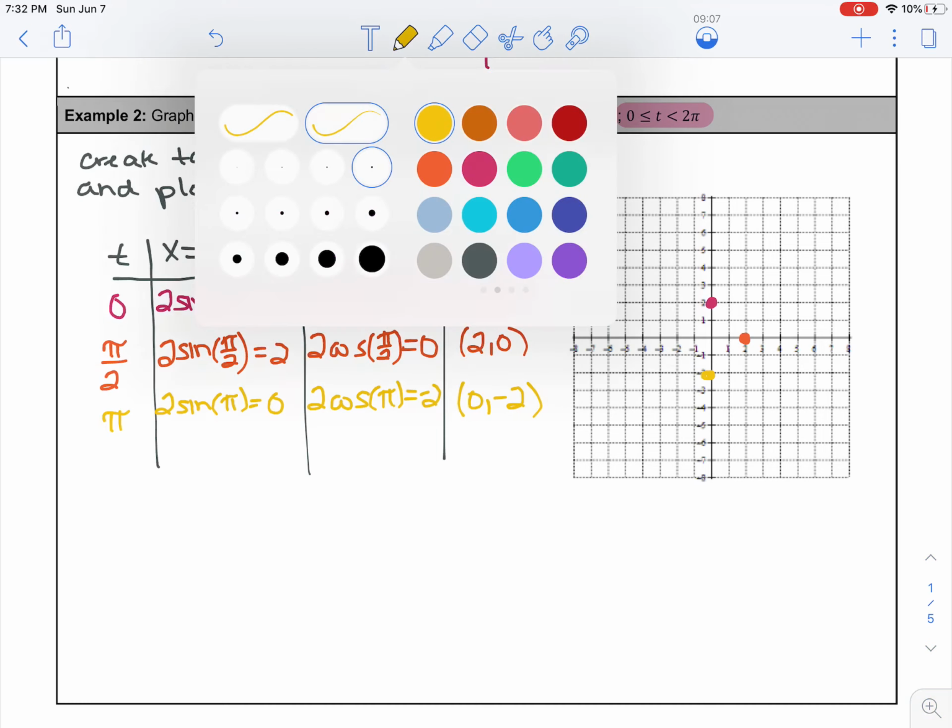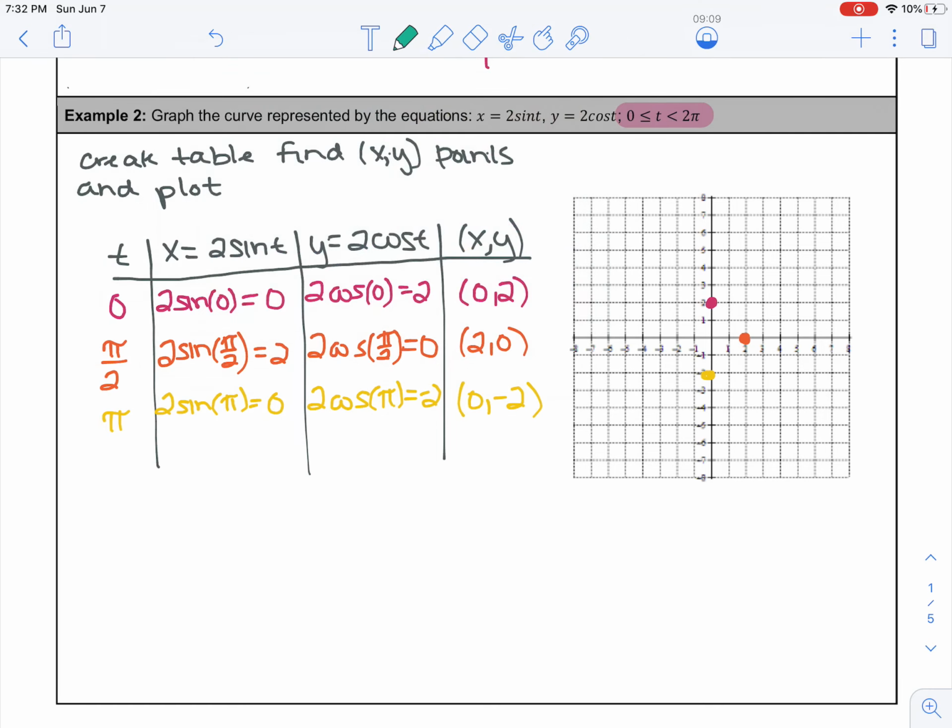Okay, and lastly, just to finish off this shape, finish off this analysis, I'm going to choose 3 pi over 2, and I'll find that 2 sine of 3 pi over 2 is equal to -2, and 2 cosine of 3 pi over 2 is equal to 0.